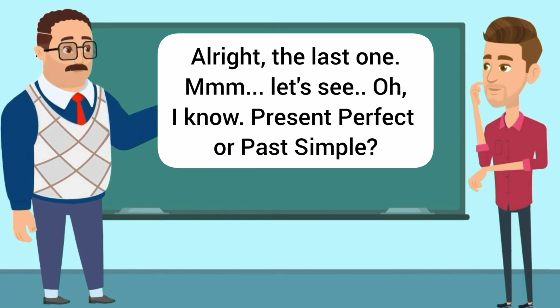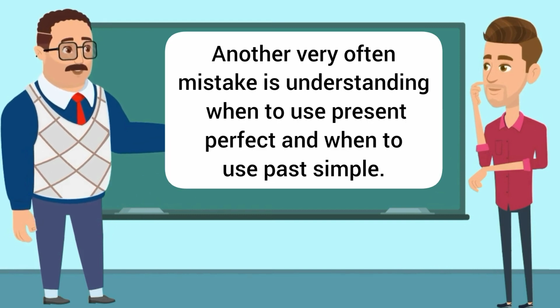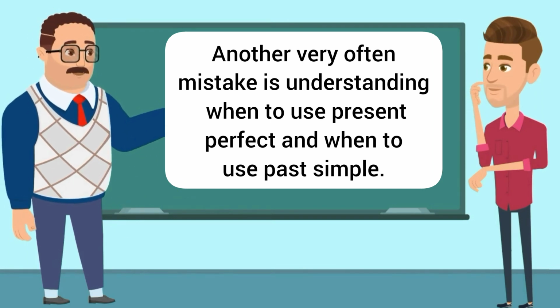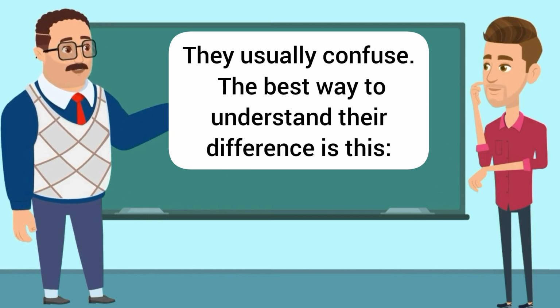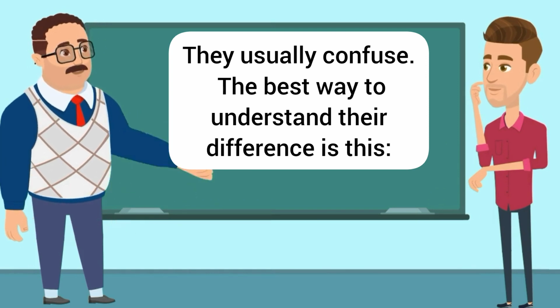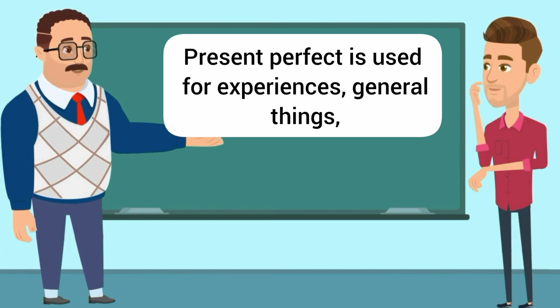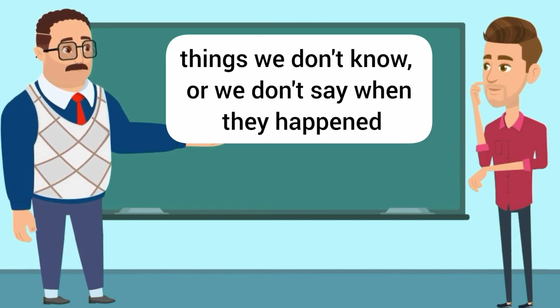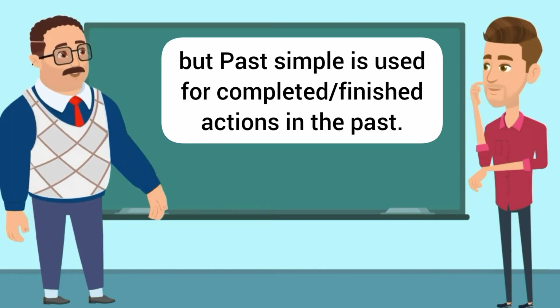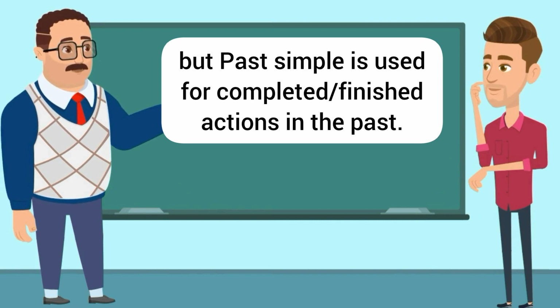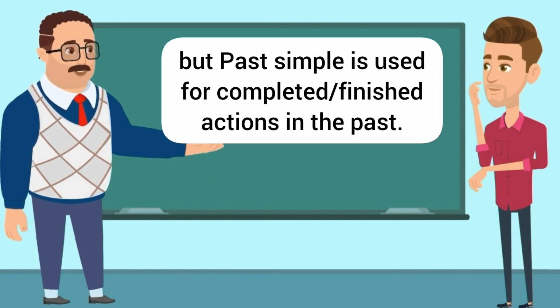Present perfect or past simple. Another very often mistake is understanding when to use present perfect and when to use past simple. They usually confuse. The best way to understand their difference is this. Present perfect is used for experiences, general things, things we don't know, or we don't say when they happened. But past simple is used for completed, finished actions in the past.